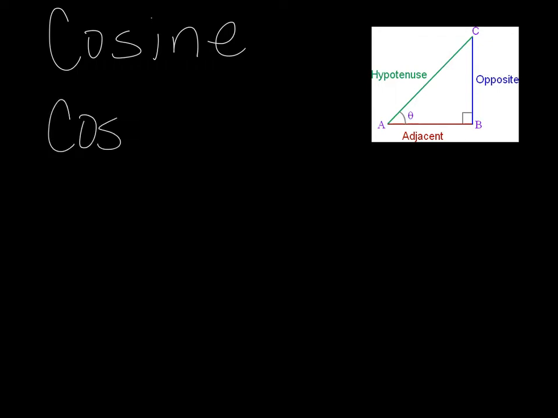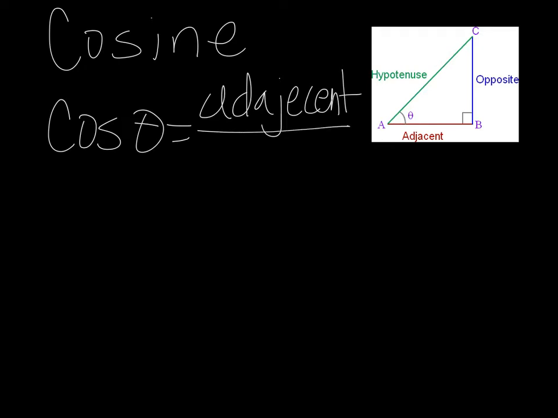Today we're going to examine the cosine ratio. Let's start by writing the ratio. Cosine theta equals adjacent over hypotenuse.